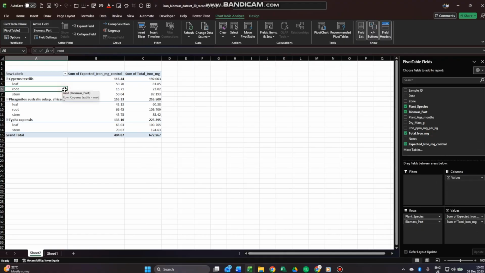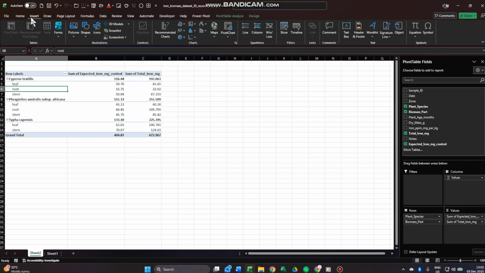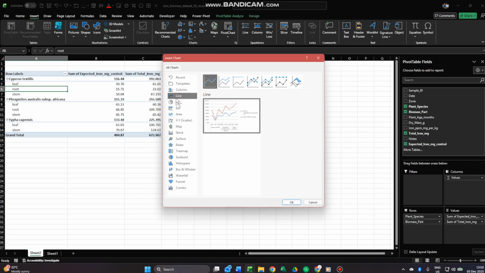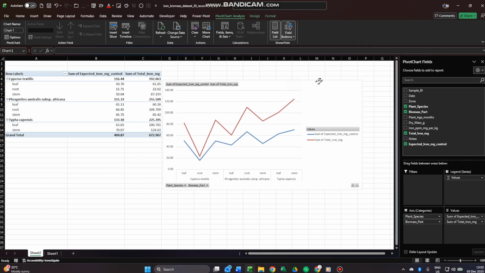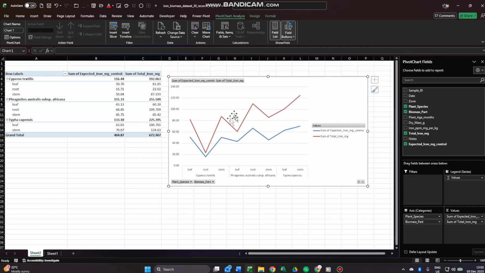So what we're going to do now is develop the double axis chart. So we're going to go to recommended charts and go to the line chart. There's my chart. And it is going to prove beyond a shadow of a doubt that the iron content is much higher than what was expected in the various parts of the biomass.